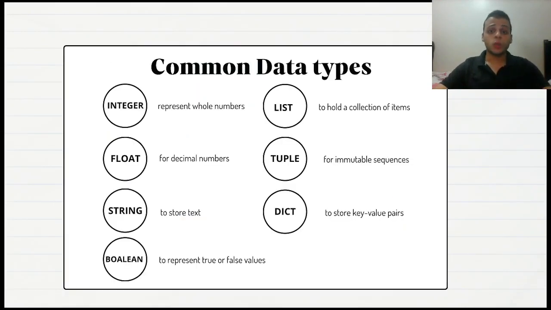Now, let's explore some of the most common data types in Python. We have integers, which represent whole numbers. For instance, an integer can be used to store a person's age or the number of items in a shopping cart. Floats, for decimal numbers. A float can represent measurements such as the temperature and the price of a product. Strings, to store text. A string is Python's way to represent text.